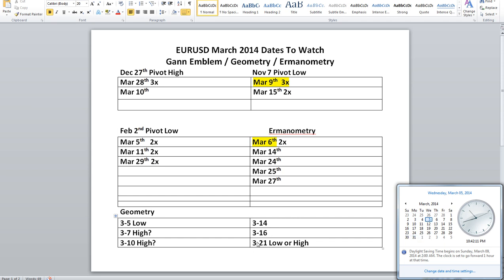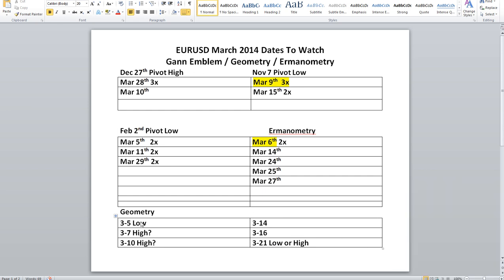But I'm kind of leaning that the 21st could either be a low or a high. So that's why I kind of left it either or. So I just want to leave that there. So let's see how this works out. You guys are my witness. I'm letting you guys see it, and you'll see if this pans out or not. But this is just all speculation.